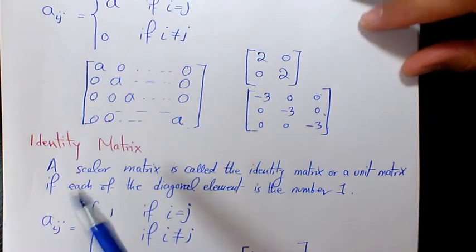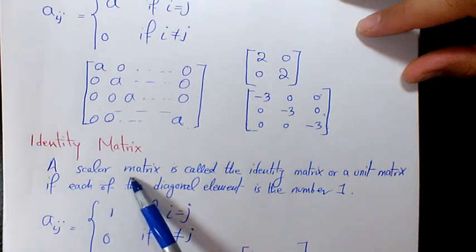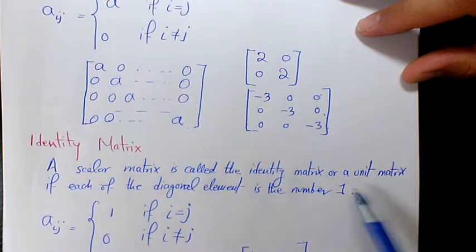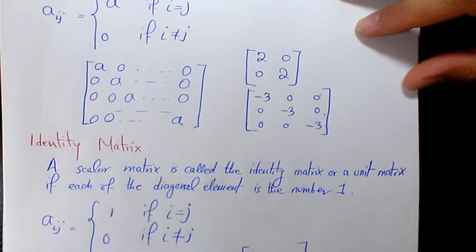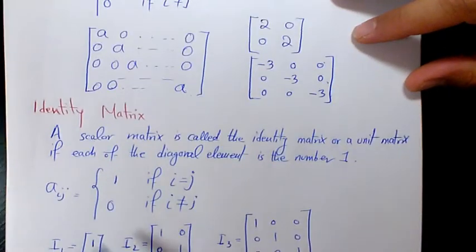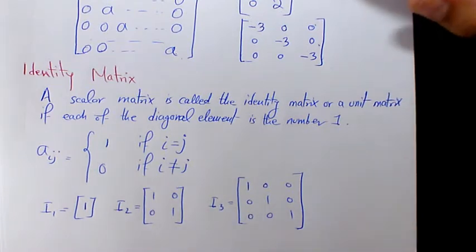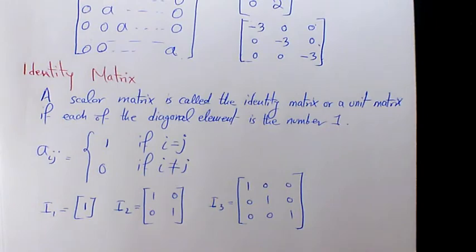A special case of scalar matrix is called the identity matrix. A scalar matrix is called an identity matrix or a unit matrix if each of the diagonal elements is the number 1. So it means that all diagonal elements are 1 and all other elements are 0. As you see here, we have I1 when it is 1 by 1. I2, the diagonal elements are 1. I3 is a 3 by 3 matrix and all diagonal elements are 1.